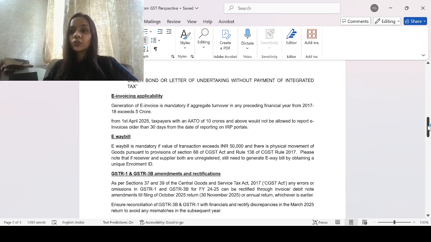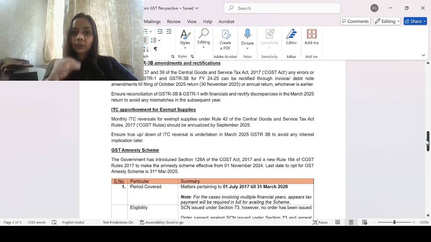But my suggestion is that we should do it in the current year only, because it will not impact our subsequent year, so that the reconciliation of this year will not go into another year. That's why it is suggested that you should take the corrective action in March 25 also.